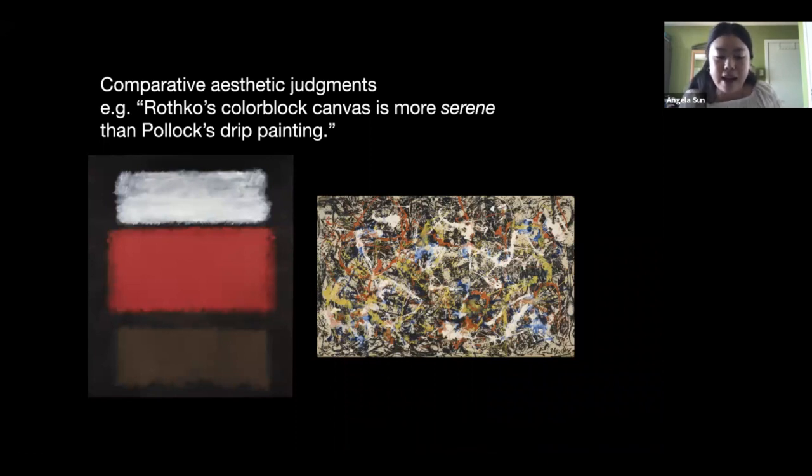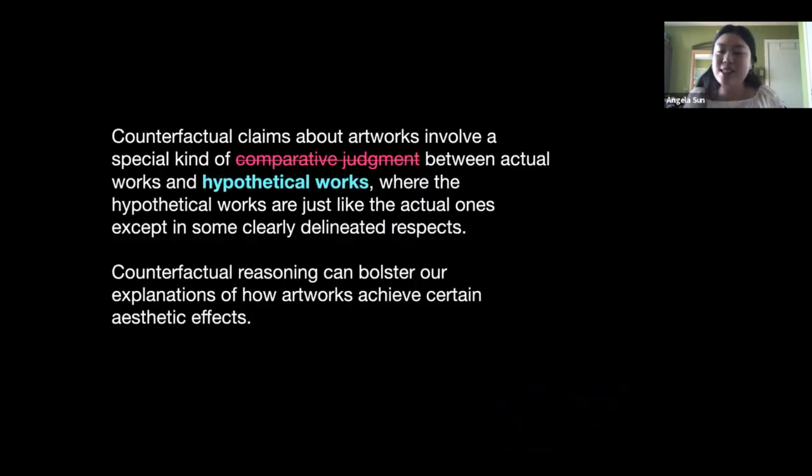Even though if we were to take the Rothko alone, we might not think that it's a serene painting at all. Considered alone, you might find it more ominous than serene. But this doesn't invalidate your comparative aesthetic judgment that the Rothko is more serene than the Pollock. Okay, so that's all I have to say about comparative aesthetic judgments. So now let's turn to the other key concept in my argument, the idea of hypothetical artworks.